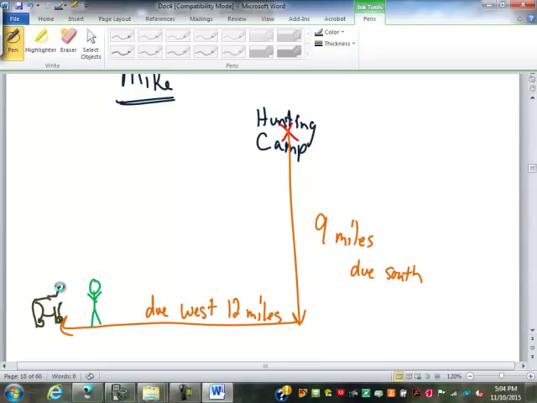You can tell what I'm drawing. Horse. Bear. That's a bear. Well, I thought it was. Horse.